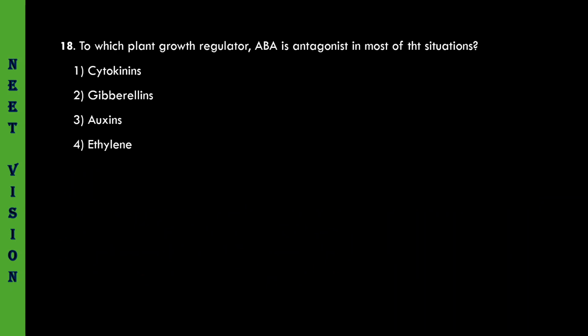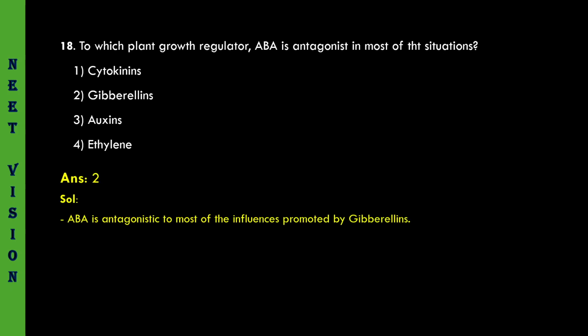Next question. Which plant growth regulator is ABA antagonistic to in most situations? It is given in the book clearly: ABA is antagonistic in most situations to gibberellins. Not cytokinins, not auxins, not ethylene. Only in a few cases is it antagonistic to cytokinins, auxins and ethylene, but mainly it shows the opposite effect to gibberellins. The answer must be 2. Let us see the answer. ABA is antagonistic to most of the influences promoted by gibberellins.